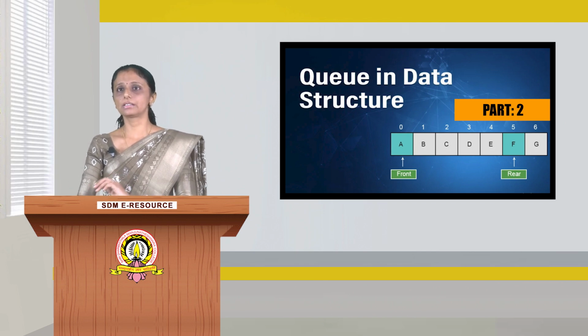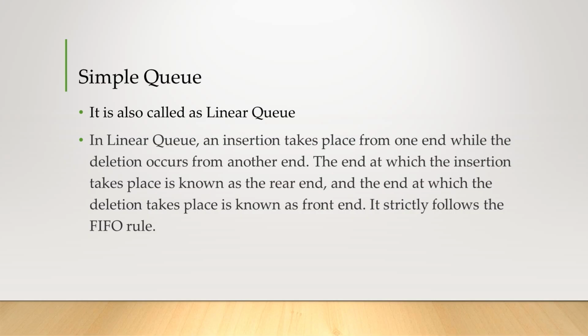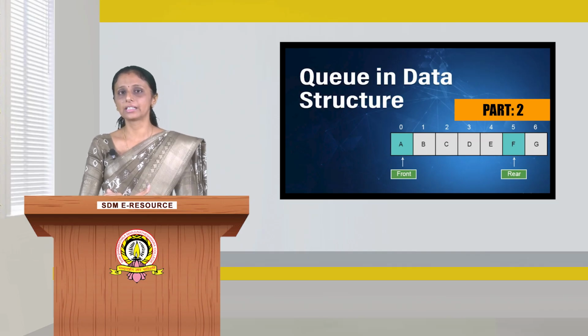The first one is the simple queue. A simple queue is also called an ordinary queue, and it is also called a linear queue. Now what actually is a linear queue? In a linear queue, insertion takes place from one end while deletion occurs from the other end. The end at which insertion takes place is called the rear end, and the end at which deletion takes place is called the front end. So it follows the first in first out procedure.